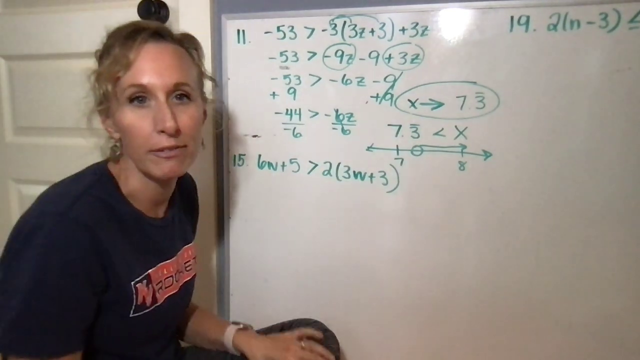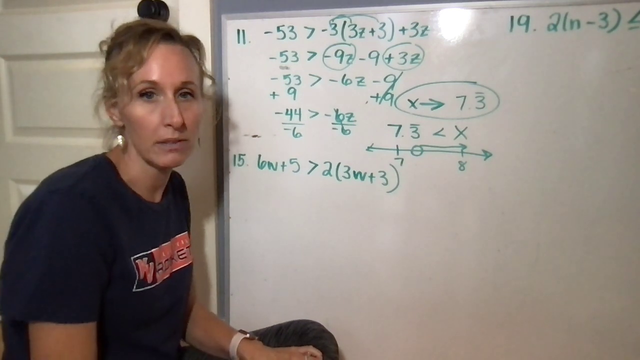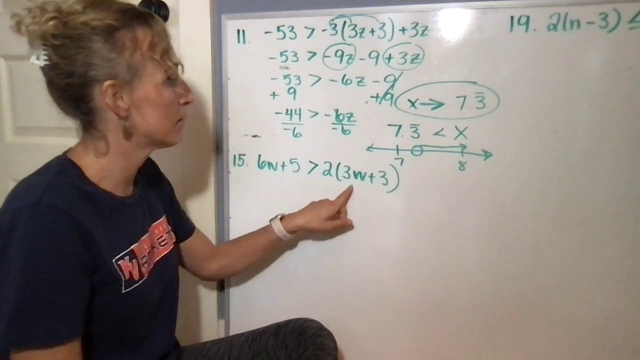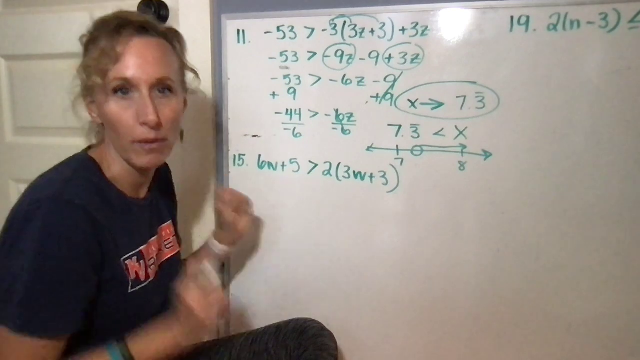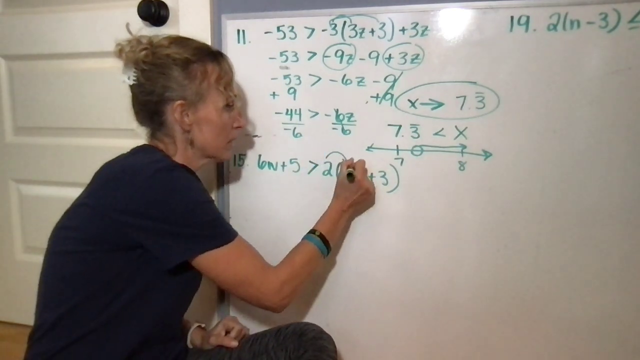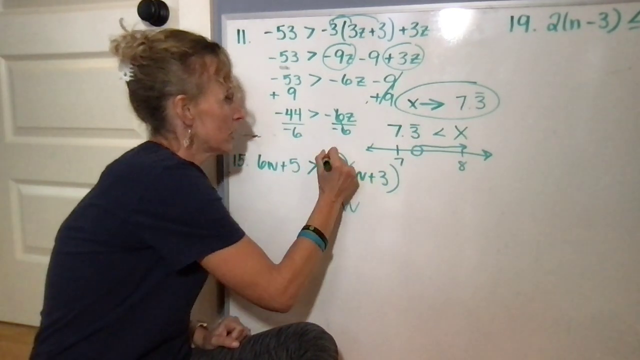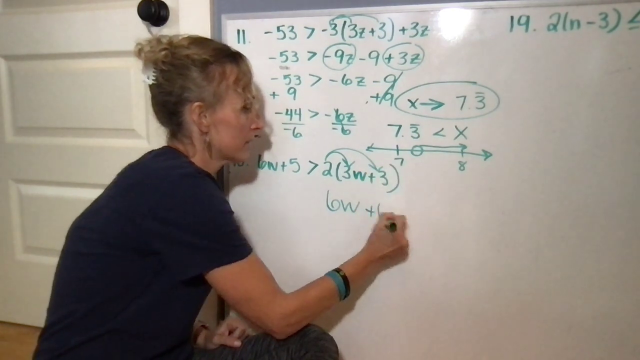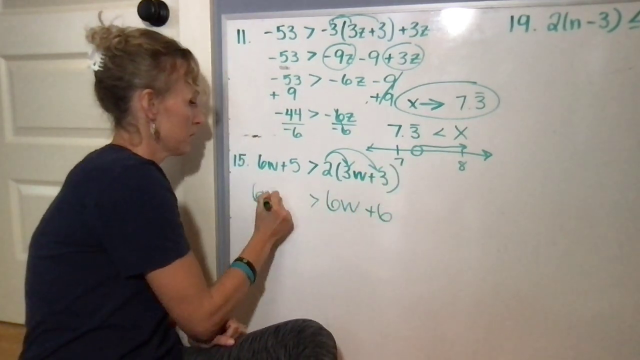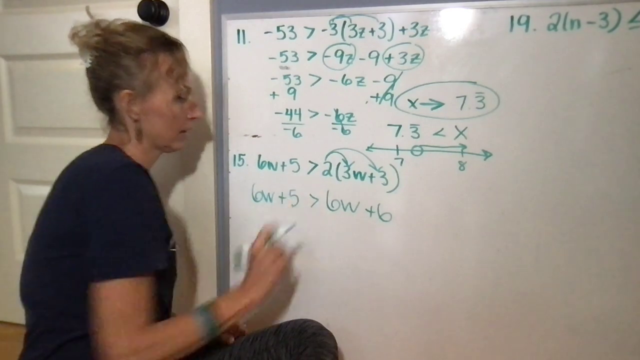6w, this is number 15 by the way. 6w plus 5 is greater than 2 times 3w plus 3. All right, so let's get rid of parentheses. 2 times 3w is 6w. 2 times 3 is positive 6. 6w plus 5. Write that back down in our inequality.